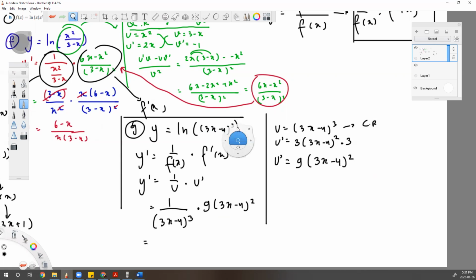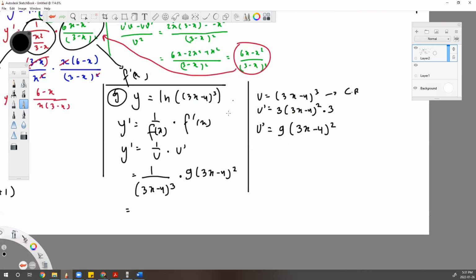And we can just look at the simplest way. Oh, you can cross this out. See, cross out, it becomes 1, cross everything, right? So 9 over 3x minus 4. That's it.